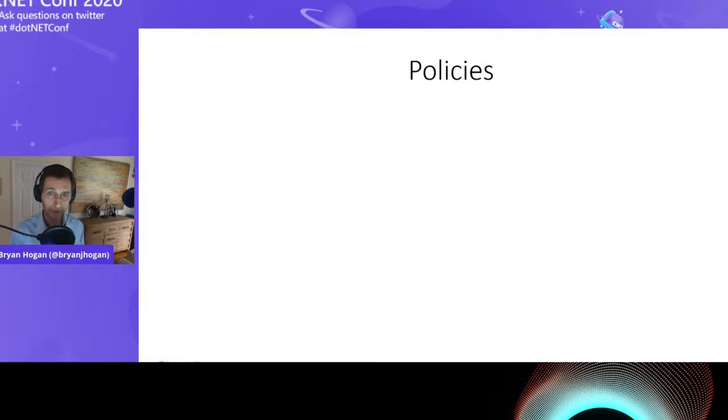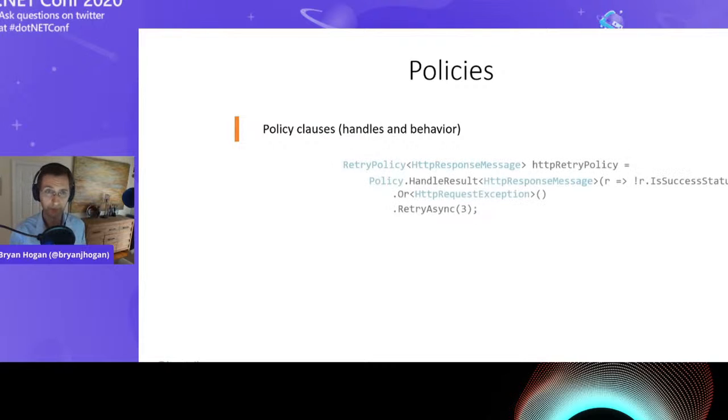At the heart of Polly are policies. These are things such as a retry, timeout, and circuit breaker, and I will get to each one of those in turn. A policy is made up of two parts, two clauses, let's say, the handles clause and the behavior clause. The handles clause specifies the failure the policy should respond to, like a 400, 401, or some type of exception. And the behavior clause specifies what should be done. In this case, retry 3 times, as you can see here in a fluent style.